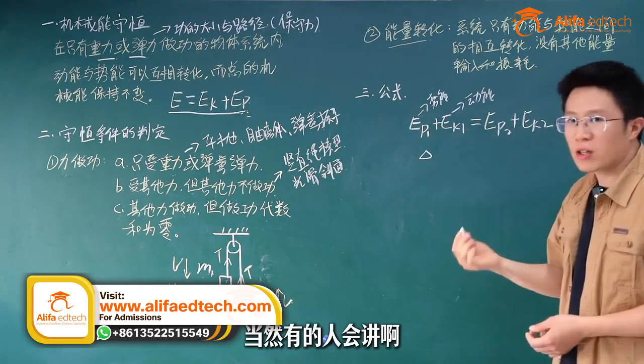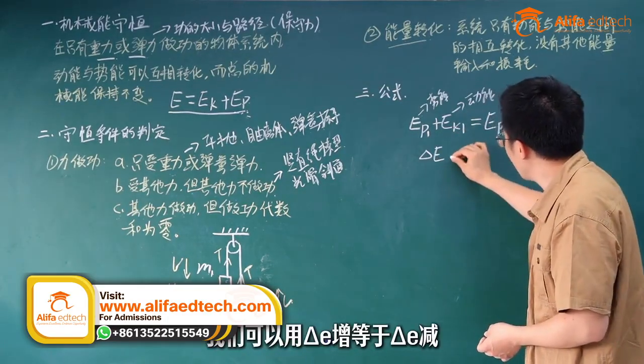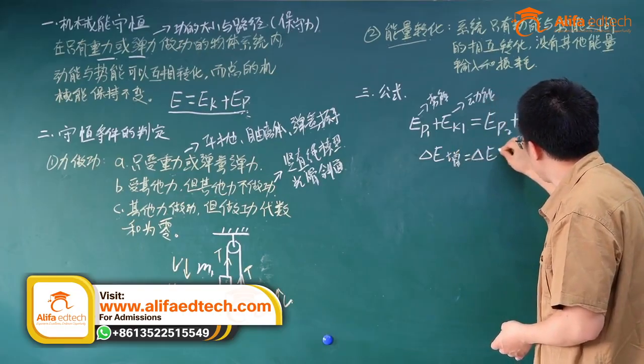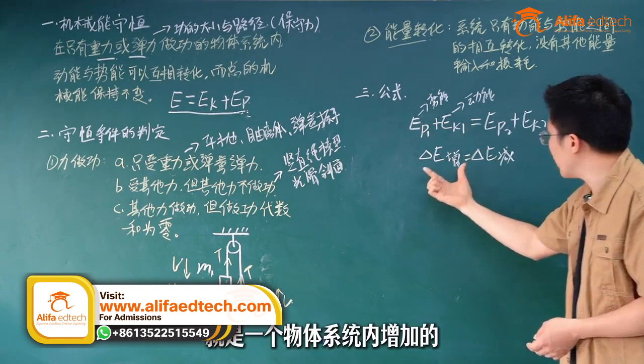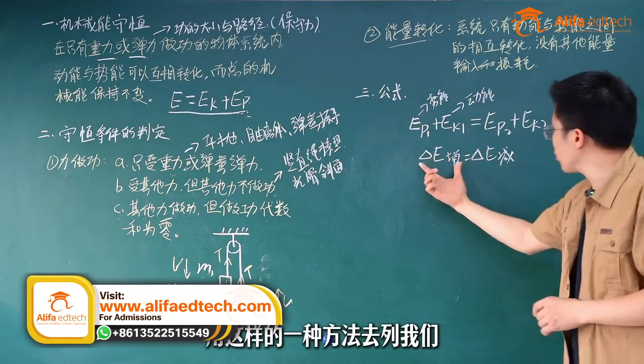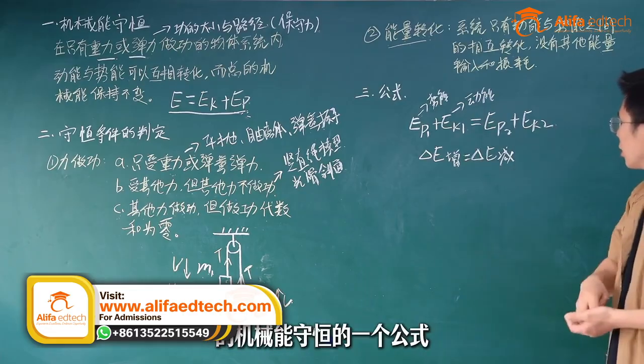Of course, some teachers might say, how else can we set it up? We can also use delta E increase equals delta E decrease, that is, the increase in mechanical energy within an object or system is equal to its decrease in mechanical energy. This is another way to set up our equation for the conservation of mechanical energy.